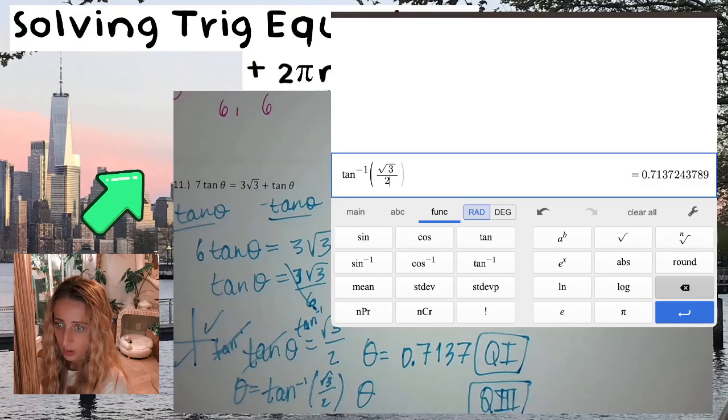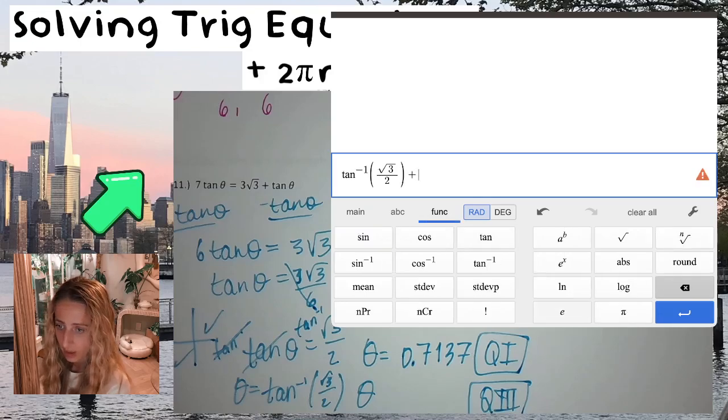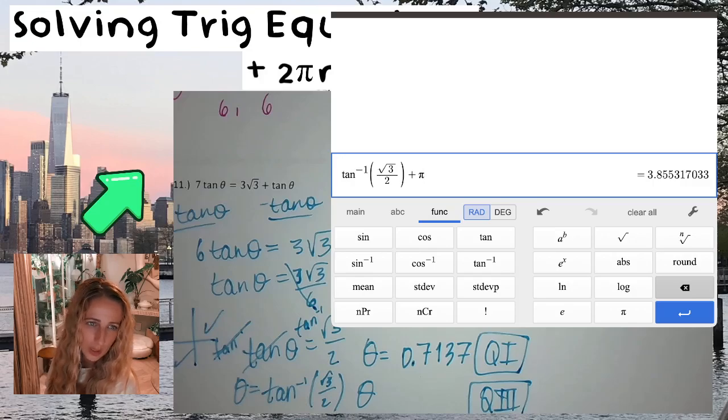Now I'm going to put my cursor here. There we go. There's that answer. This calculator is terrible. Plus func pi. And there it is. So that's bigger than pi because pi is 3.14. That's 3 point, I'm still going to go 4 decimals, 3.855.